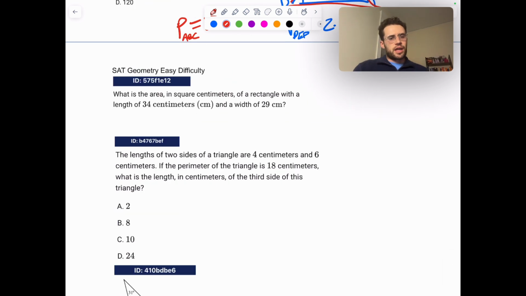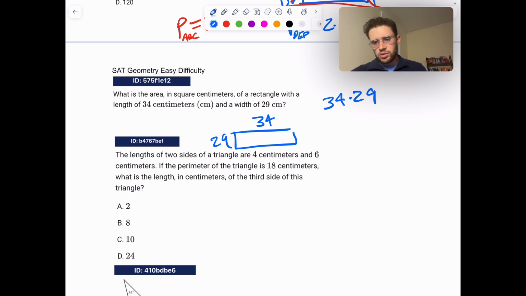What is the area in square centimeters of a rectangle with a length of 34 centimeters and a width of 29 centimeters? We just do length times width. I know that's not drawn to scale at all, to find the area. So 34 times 29 will be our answer. Probably you just do this on your calculator, but I'll write it out. Actually, let's do 30 plus 4 times 20 plus 9 in parentheses.